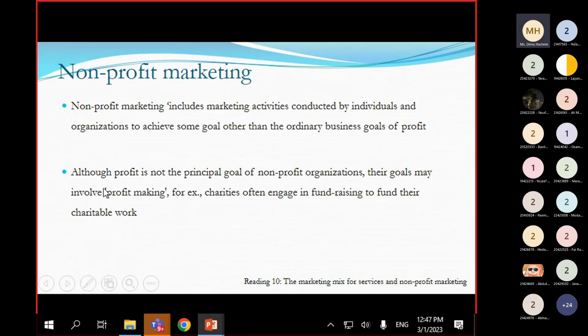Also, we have some non-profit services, non-profit marketing. It includes marketing activities conducted by individuals and organizations to achieve some goal other than the ordinary business goals of profit. This university, AOU, is a non-profit organization.